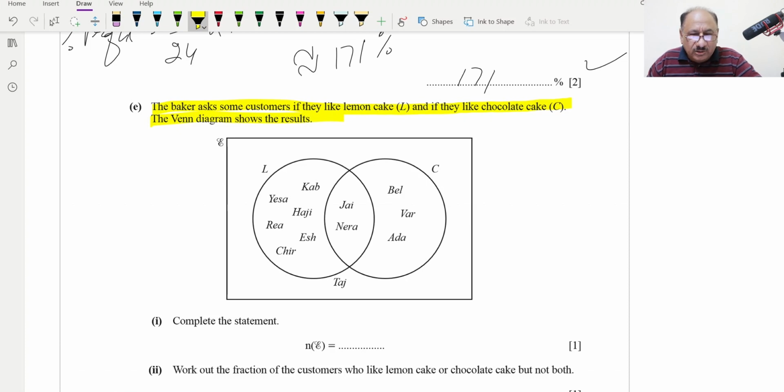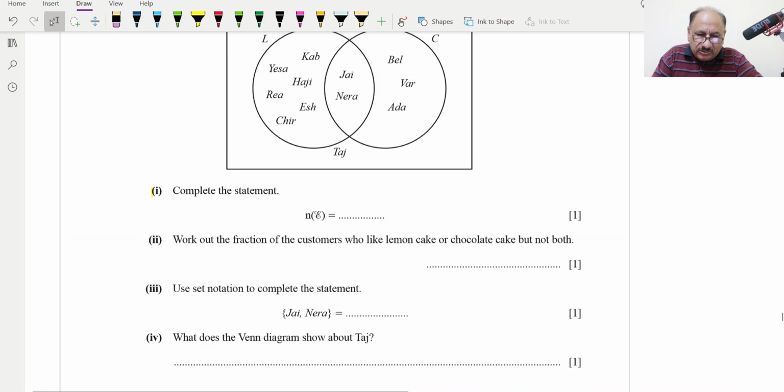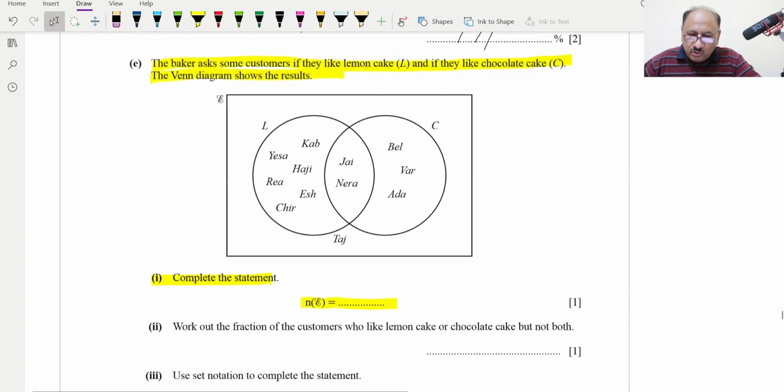The baker asks some customers if they like lemon and if they like chocolate, and the Venn diagram is showing this detail also, and we have to answer these questions. Complete the statement. N of universal set is how much? So how many members are there? 1 2 3 4 5 6 7 8 9 10 11 and 12, or the total members. So we will write here 12 as answer.